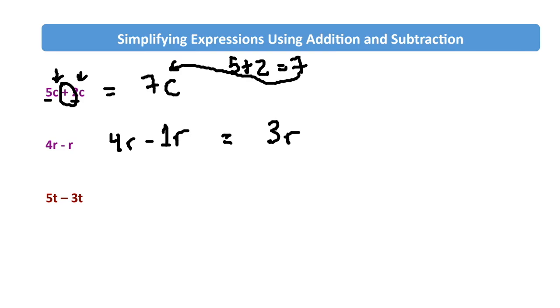So 5t minus 3t. They both have a t attached to it with an exponent of 1. So we're going to go 5 minus 3, which gives me 2t. And that's my answer. You don't even have to write out this. I'm just showing it so you can know where I came from. But yeah, we're just taking the coefficients, subtracting, and then throwing the letter at the end.